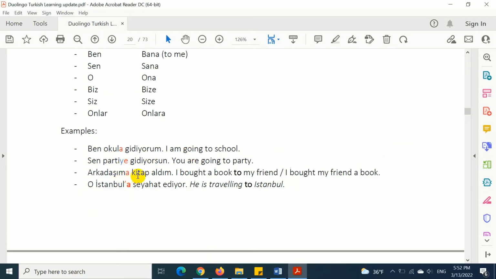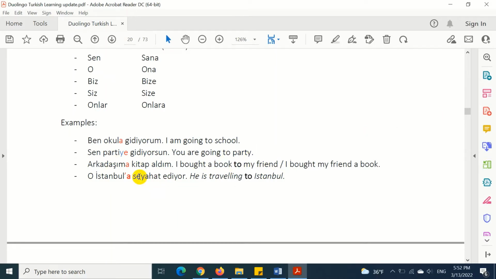Arkadaşıma kitap aldım. I bought a book to my friend. To my friend. O İstanbul'a seyahat ediyor. He is traveling to Istanbul. So generally, whenever a noun is functioning as a destination or as a direct or as an indirect object. Here arkadaşım is the indirect object. I bought a book to my friend.